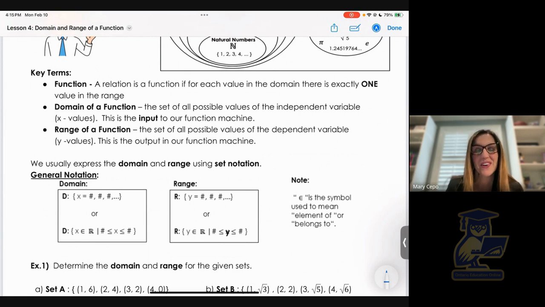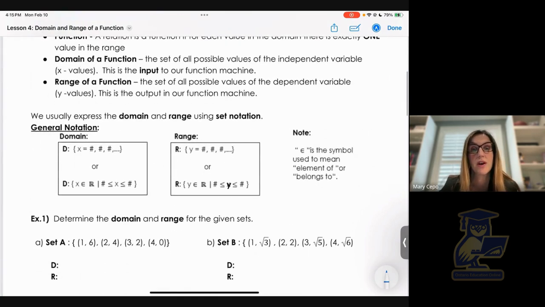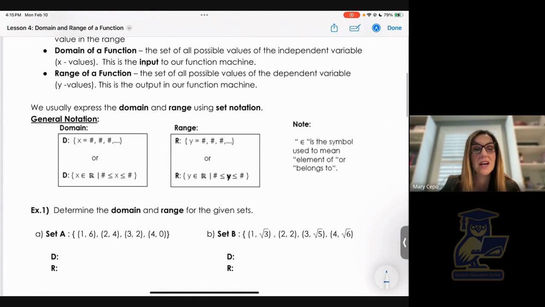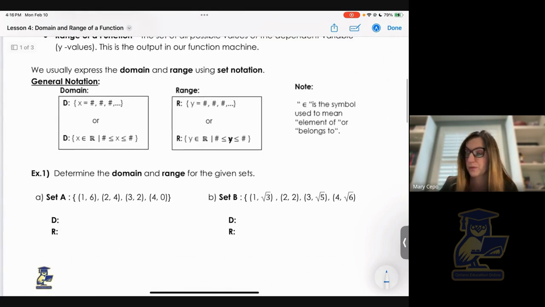Domain of a function. We mentioned it earlier. The domain of a function includes all possible values for x, so the set of all possible values of the independent variable, which are x values. This is also known as the input to our function machine. Range of a function, as we mentioned, is the set of all possible values of the dependent variable, the y values. This is the output in our function machine.